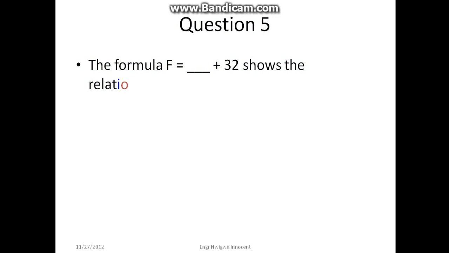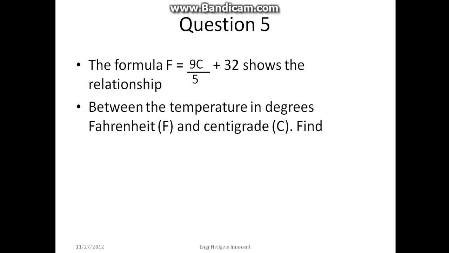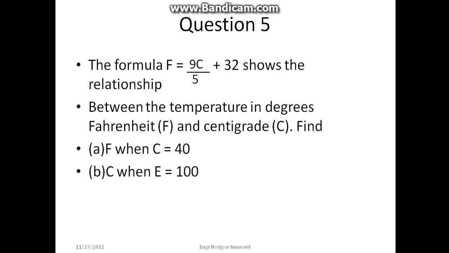Question 5. The formula F equals 9C over 5 plus 32 shows the relationship between the temperature in degrees Fahrenheit F and centigrade C. Find A, F when C is equal to 40, B, C when F is equal to 100, C, the temperature when F is equal to C.